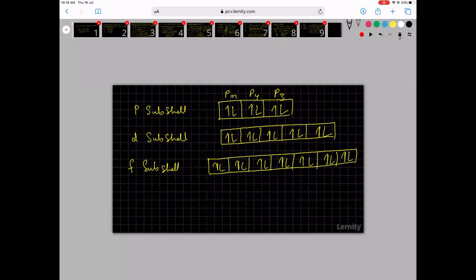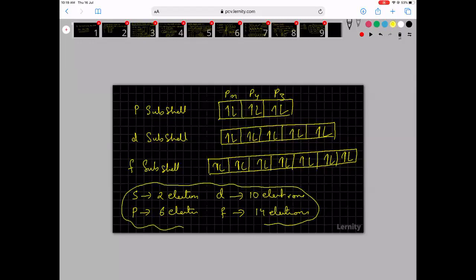Okay. So in the S subshell, you have maximum 2 electrons. Then in the P subshell, you have maximum 6 electrons. In the D subshell, you have maximum 10 electrons. Then in the F subshell, you have maximum 14 electrons. Okay, now do you understand this?